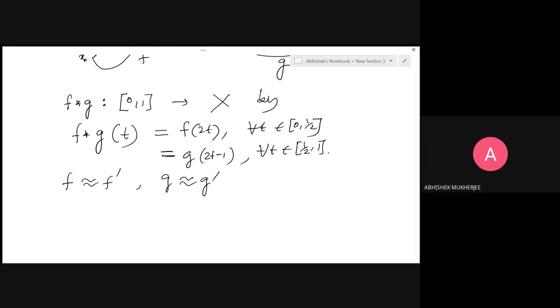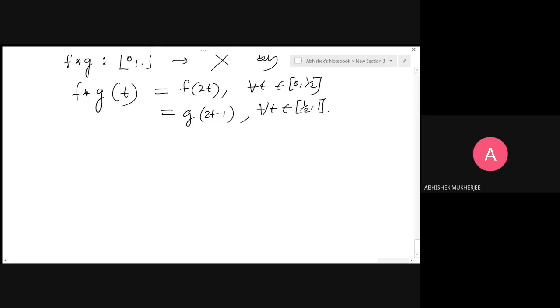I am just doing this for paths. This will come later. So this product operation on paths actually induces a well-defined operation on path homotopy classes. That is, the relation of being path homotopic has been proved to be an equivalence relation, and an equivalence relation will give you equivalence classes. So for each path you can construct an equivalence class.